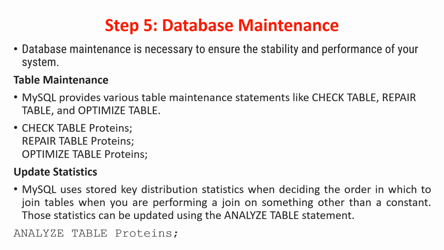Then update statistics. MySQL uses stored key distribution statistics when deciding the order in which to join tables. When you are performing a join on something other than a constant, those statistics can be updated using the ANALYZE TABLE statement. So you can always update the statistics by typing ANALYZE TABLE proteins.